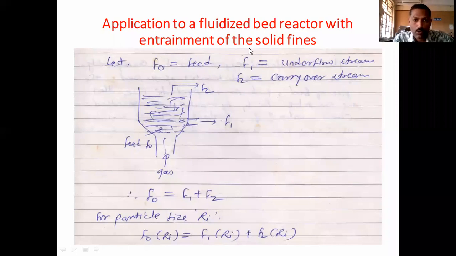So all of you know the fluidized bed and its mechanism. So this F0 is equal to F1 plus F2. For a particle size Ri, suppose there are different sizes of particles in a bed. Then F0 Ri is equal to the sum of particles of size Ri in F1 and the sum of size Ri particles in F2. Therefore F0 Ri is equal to F1 Ri plus F2 Ri. For different sizes of particles, this is the individual particle material balance.